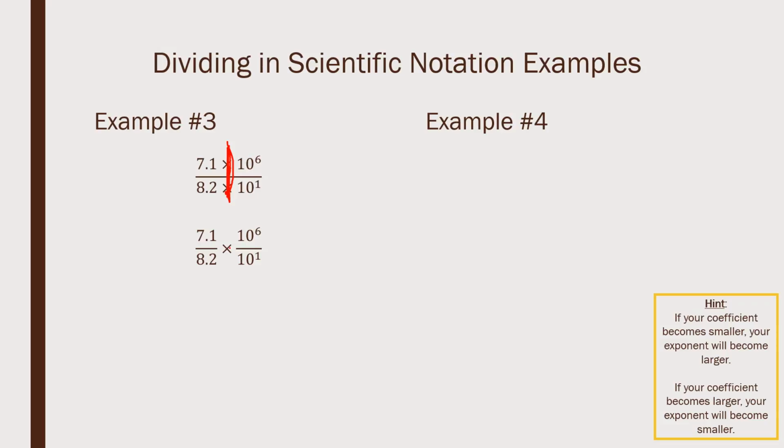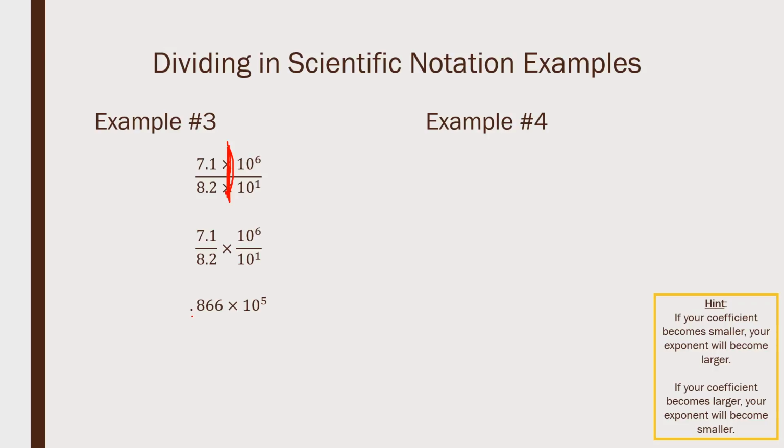However, on your powers of 10, you need to use what rule? Think about it. You've got division, so that is the quotient rule. And the quotient rule says that you simply subtract your exponents. So use your calculator to divide here, and then your power of 10, you just subtract your exponents to get the combined power of 10 together. So once we divide, we get 0.866 times 10 to the 5th.